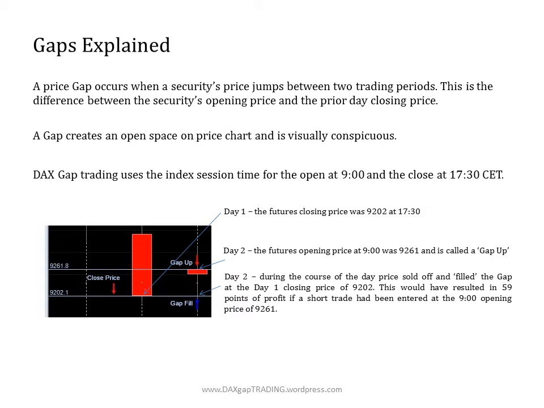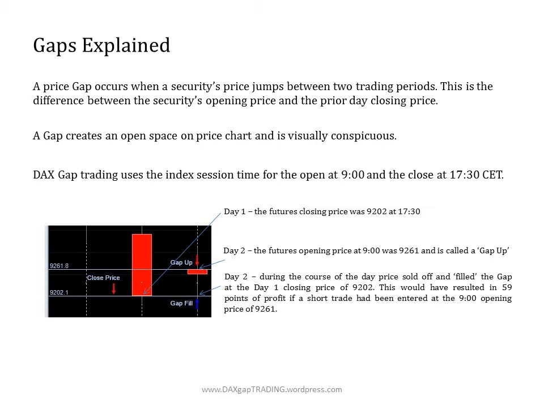For the purposes of what we're going to be looking at with this picture, this example, we're going to be using the cash index session time open at 9 o'clock and the close at 17:30 Central European time. So on day 1, the futures closed at 92.02 at 17:30. At some point during the evening there was some bullish sentiment in the market, such that on day 2 the futures opening at 9 o'clock was 92.61. And this is called a gap up.